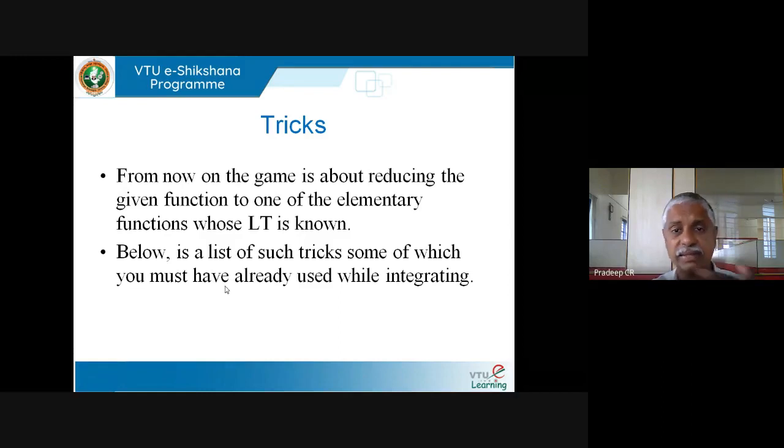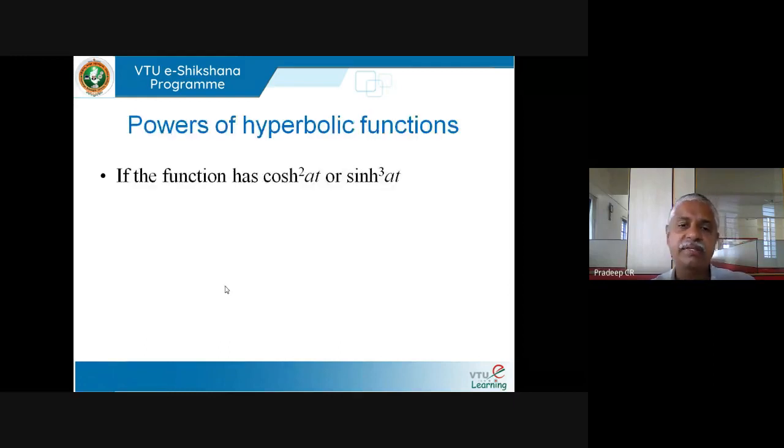So here is a list of tricks for how to reduce it to those functions. I'll illustrate these by showing you various examples. Let's start with powers of hyperbolic functions. That means I have something like cosh square at or sinh cube at. Then what do I do? When somebody asks you to find a Laplace transform, you must always ask a question.